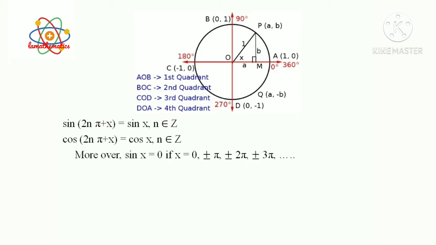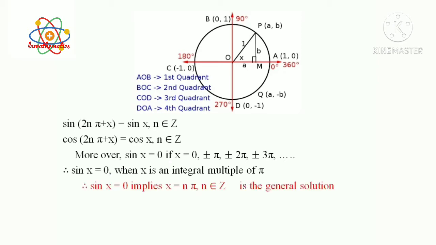Moreover, from the figure, sin x equal to 0 if x equal to 0, plus or minus pi, plus or minus 2 pi, plus or minus 3 pi and so on. Therefore, sin x equal to 0 when x is an integral multiple of pi. Therefore, sin x equal to 0 implies x equal to n pi, n belongs to set of integers, is the general solution.